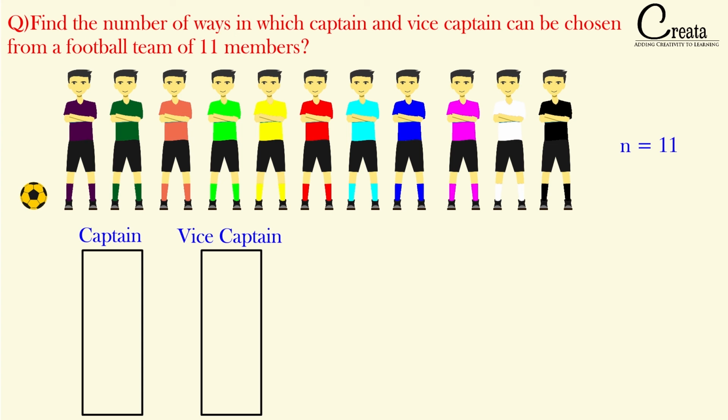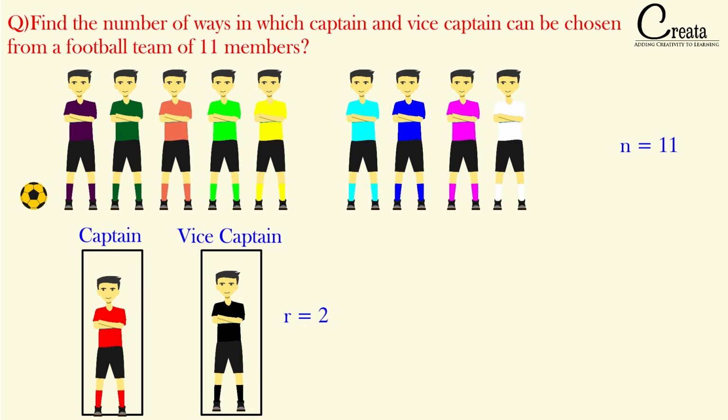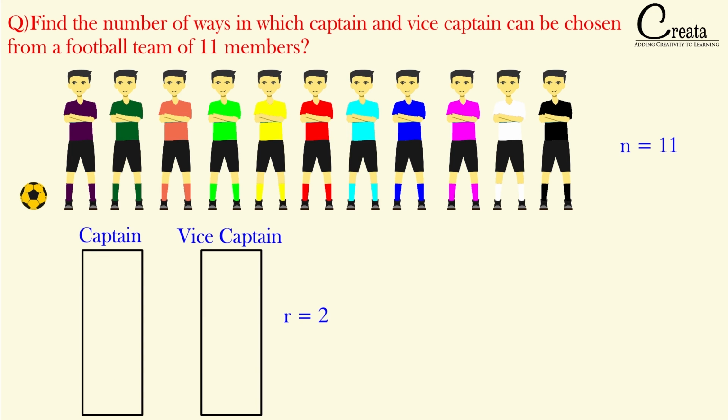And here n is equal to 11, that is 11 members are there, and we have to choose captain and the vice captain. Okay, n is equal to 11 and r is equal to 2. So here the permutation will be applicable, and here the repetition is not allowed. Okay, we cannot repeat the same person as captain and the same person as vice captain. Okay, captain will be different and vice captain will be different. So here we will apply the logic, that is repetition is not allowed. So which formula will be applicable? It will be n factorial upon n minus r factorial.